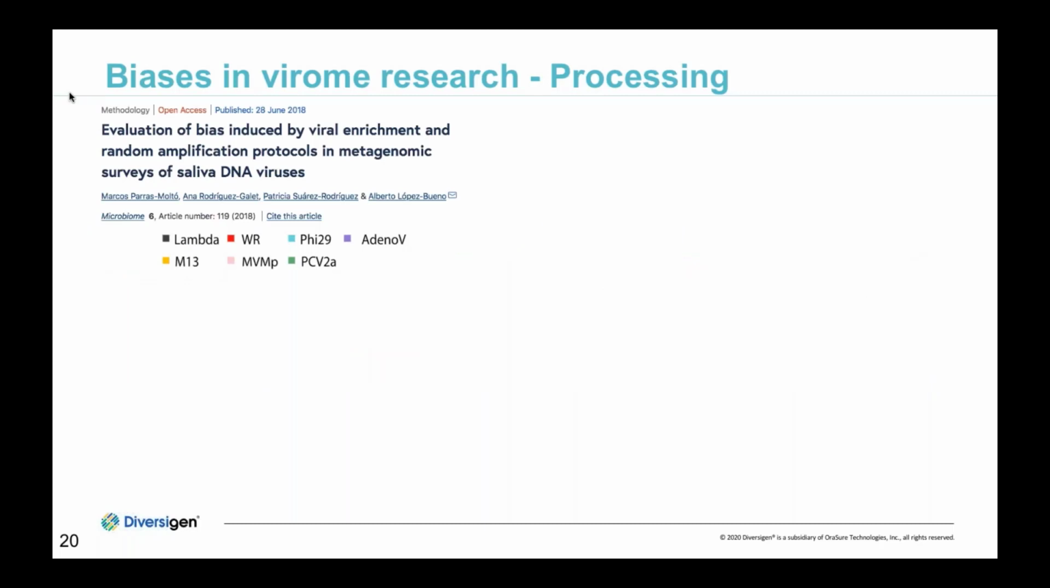As I mentioned, the effect of various treatments before sequencing viruses has been determined. And this is a paper that is highly recommended if wanting to look at the effect of different treatment methods for viral metagenomics before sequencing.